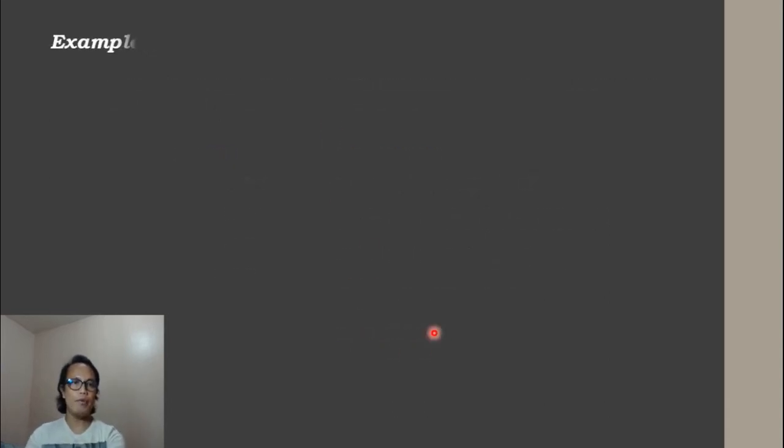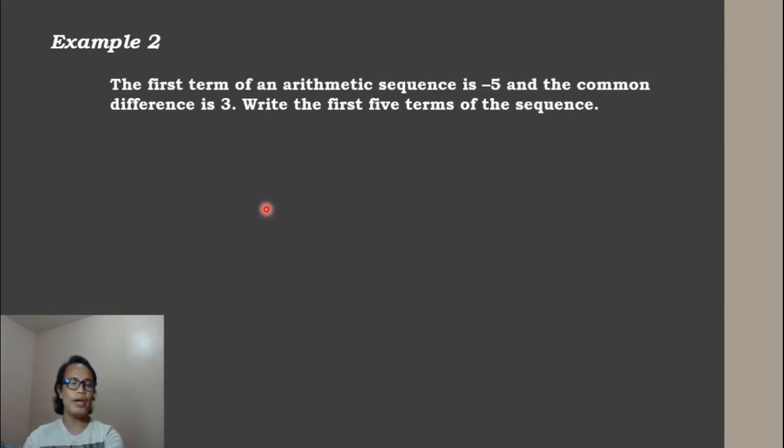Proceed to example number 2. This time we are given the first term of an arithmetic sequence is negative 5 and the common difference is 3. You are to write the first 5 terms of the sequence. Okay, this time we are to write the first 5 terms of the sequence. We are given the first term, which is negative 5, and the common difference is 3. That's why we have here a sub 1 is negative 5 and the d is 3.